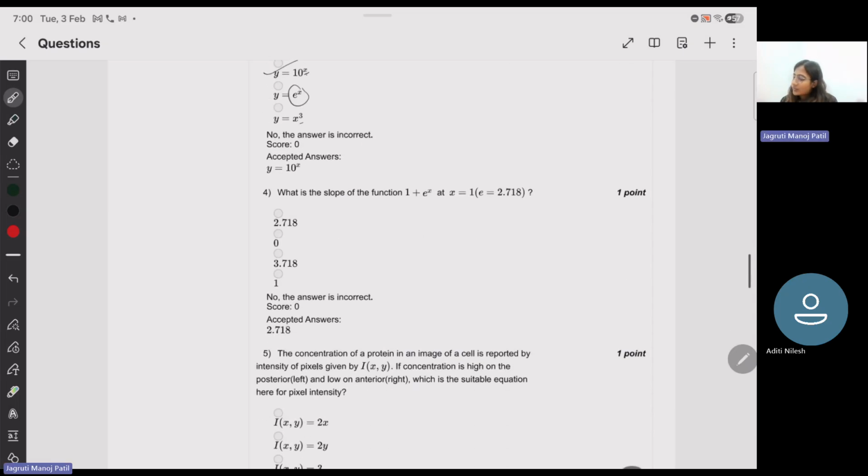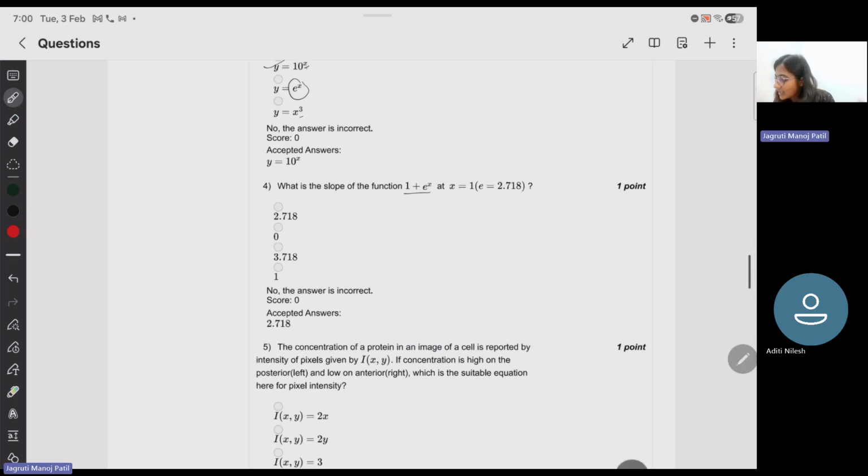Now, what is the slope of the function 1 plus e raised to x at x equals 1? This is nothing but 1 plus this particular quantity, at x equals 1. Now they aren't telling us to evaluate it, but what they are asking is the slope. So what would be the slope?